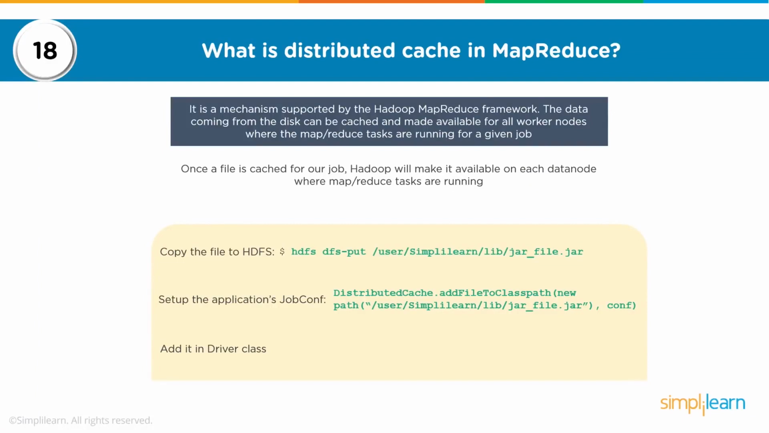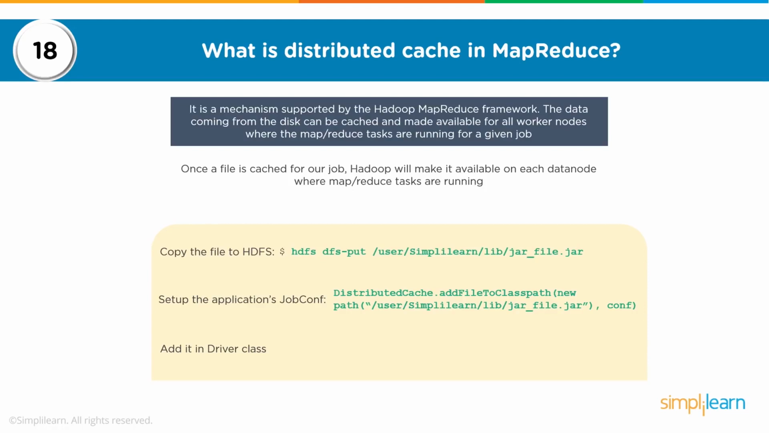Now we know that when we talk about MapReduce, the data which has to be processed might be existing on multiple nodes. So when you have your MapReduce program running, it would basically read the data from the underlying disks. Now this could be a costly operation if every time the data has to be read from disk. So distributed cache is a mechanism wherein the data set which is coming from the disk can be cached and available for all worker nodes.